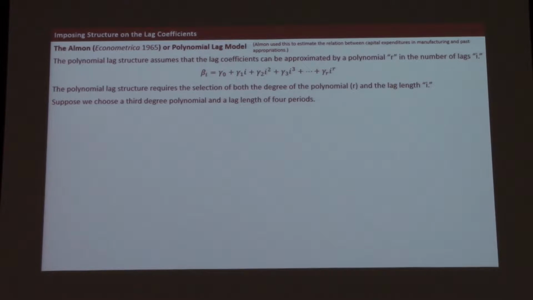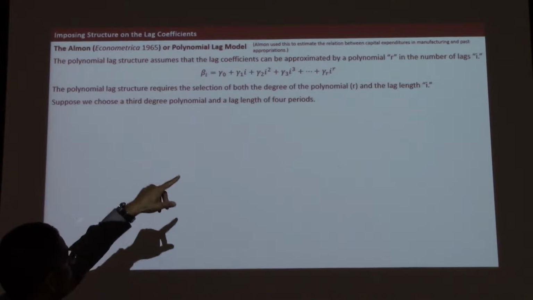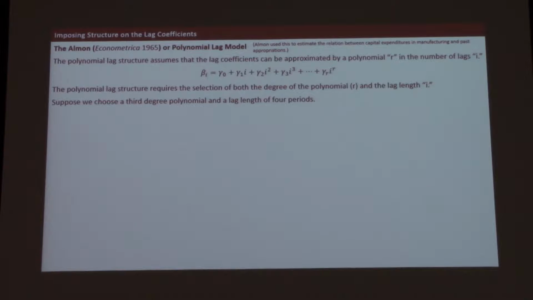All right. So let's assume that we choose a third degree polynomial and a lag length of 4 periods. In essence, we're going to construct coefficients according to that formula. So what does that formula tell us? Here's our unstructured distributed lag model. This is the problem that we just finished. We ran this regression, we graphed the coefficients.